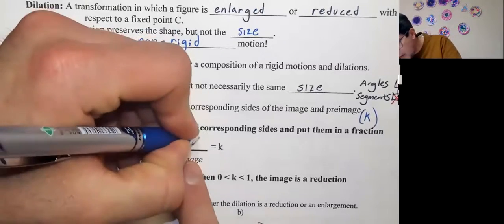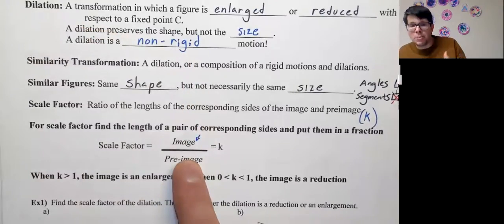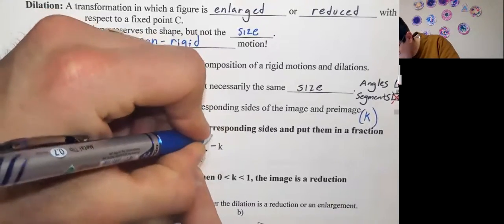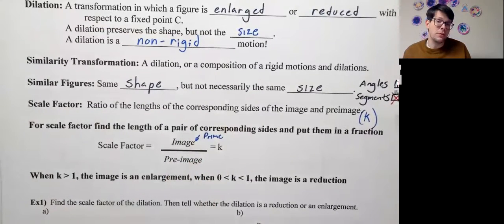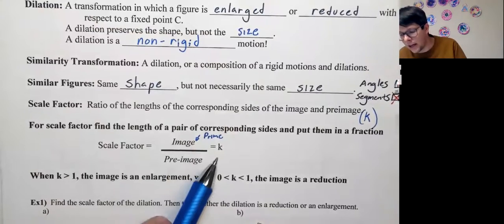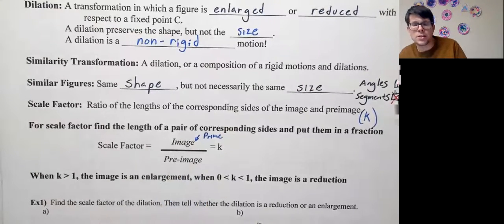Remember that your image right here is the second one. This is the final product. So that is going to be where the primes are going to be on the labeling. The pre-image is going to be the original picture, which is going to be where there are no primes at all. And that is going to be how you're going to calculate your scale factor right there. So that fraction right there will reduce, and that'll give you your scale factor.